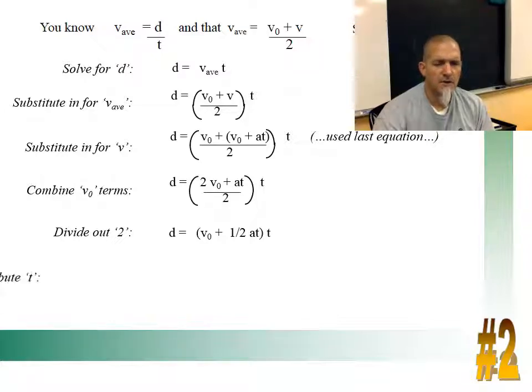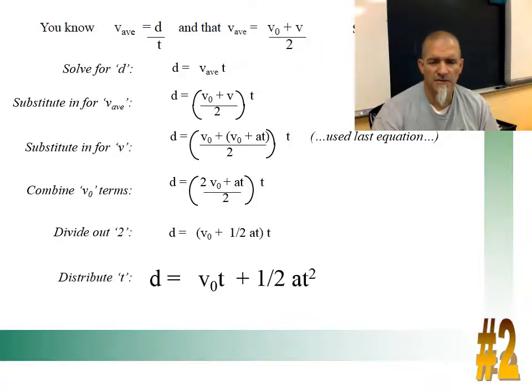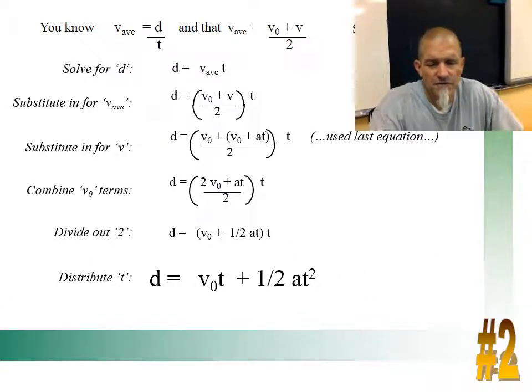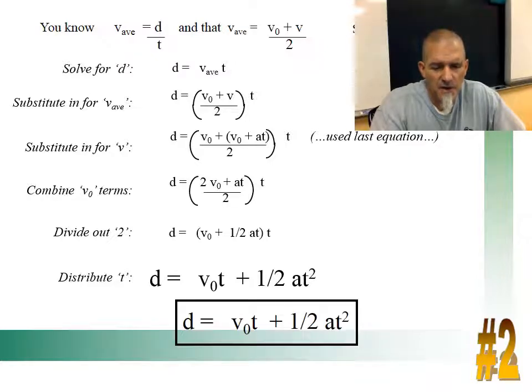Next step here is going to be this. Let's distribute the t. We have this t here outside of the parentheses. Let's distribute the t, or multiply t by each of these terms. So v0 times t, and then this term 1/2 at times t. And what we end up with is this. d equals v0t plus 1/2 at squared.